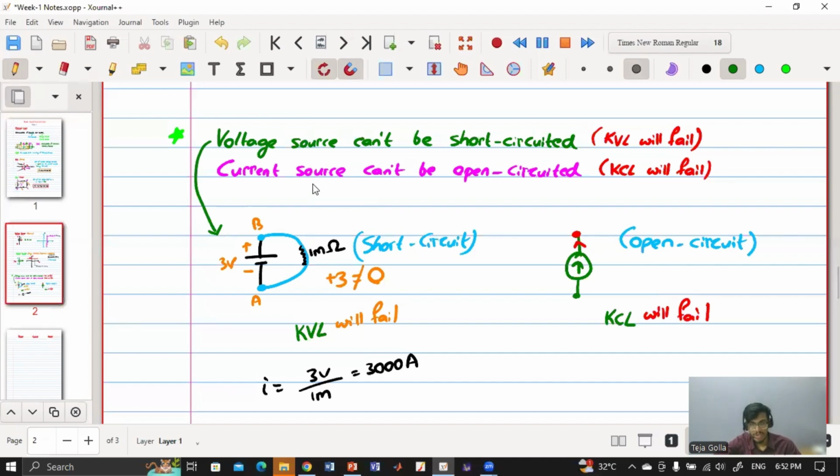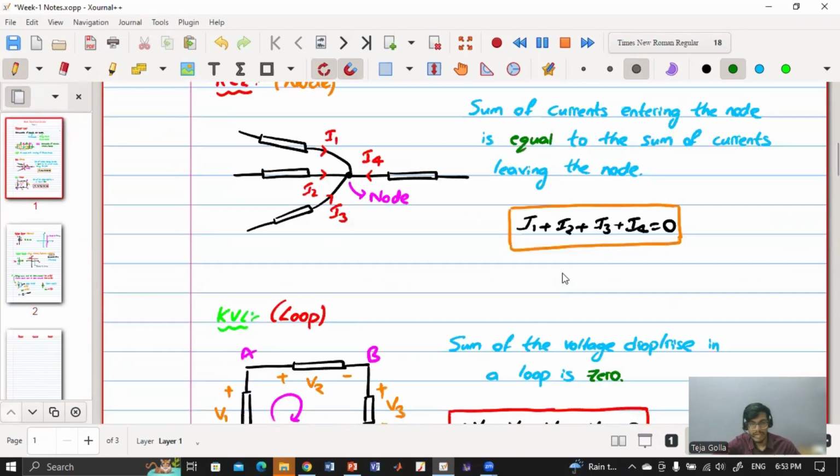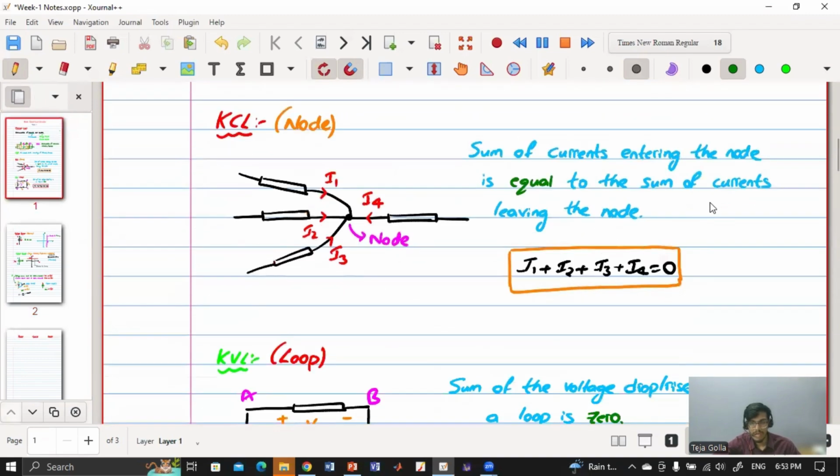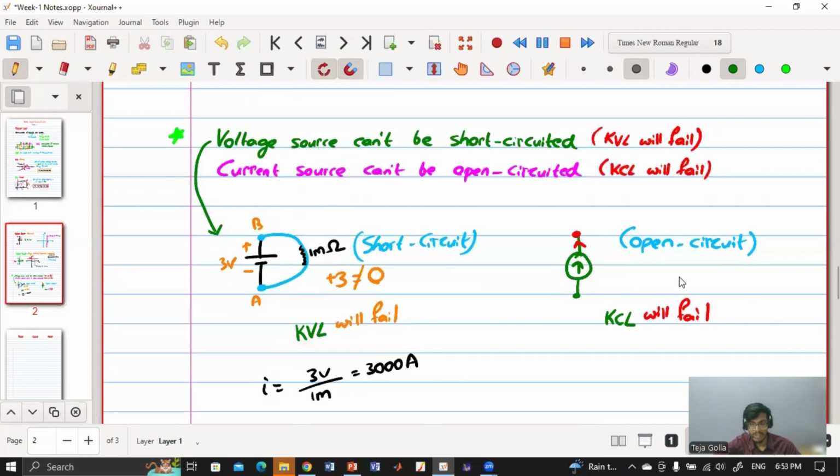Similarly, a current source is not practically available, but assuming that we have a current source, it cannot be open circuited. Say this is some node. First of all, this is not a node because two or more elements are not connected. But assuming any path, current entering that node should leave that node, right? But current is not leaving because you are not providing any path for it to go. So the current cannot stop here, because KCL will fail. KCL says the current entering the node should be equal to the current leaving the node. So here KCL will fail.